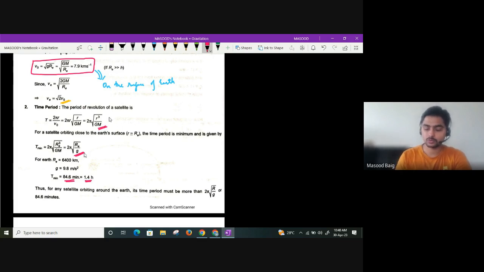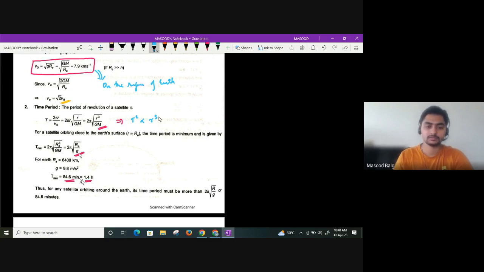So from here, what we can say? If I do square of time period, it will be proportional to cube of the distance of the satellite from the center of the Earth, guys. Clear, all of you? So whenever a satellite is revolving close to the Earth, it should have a time period 2 pi root over r by g, which is almost 85 minutes, guys, or 1.4 hours. Clear?